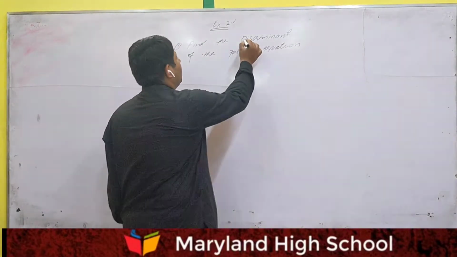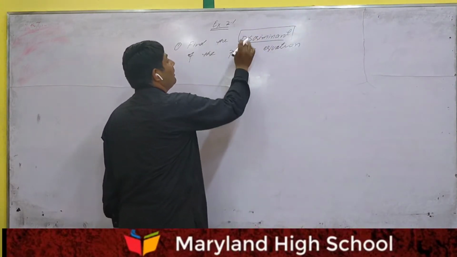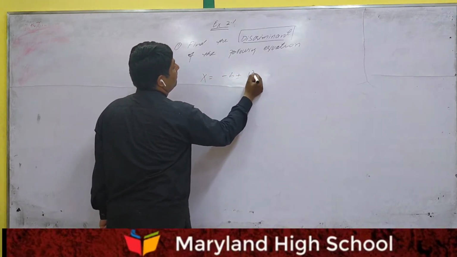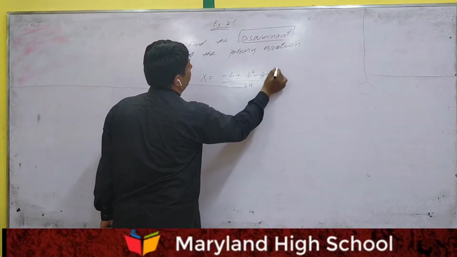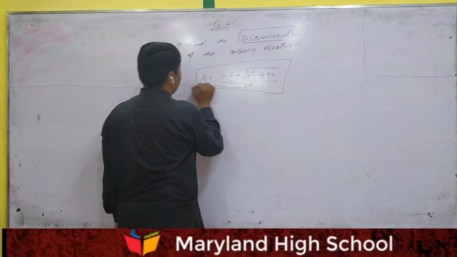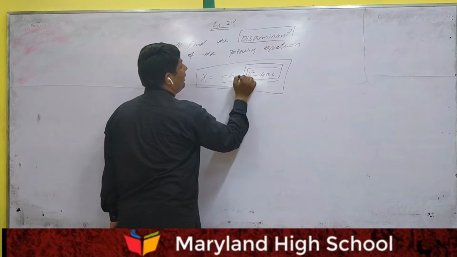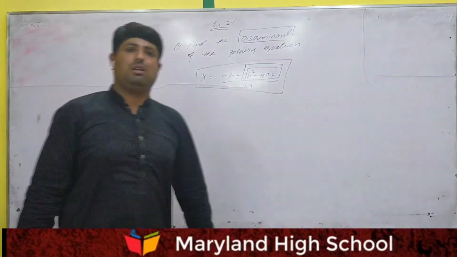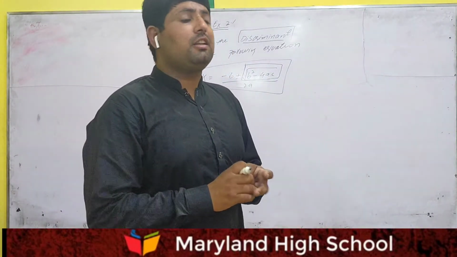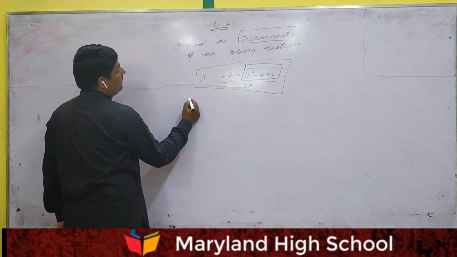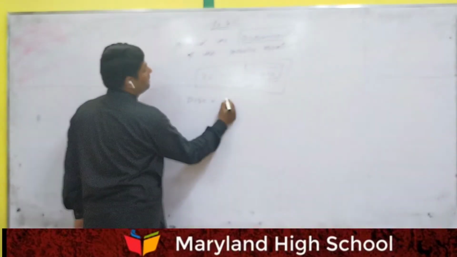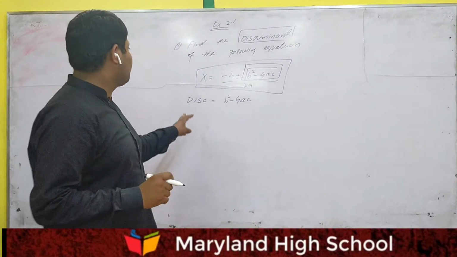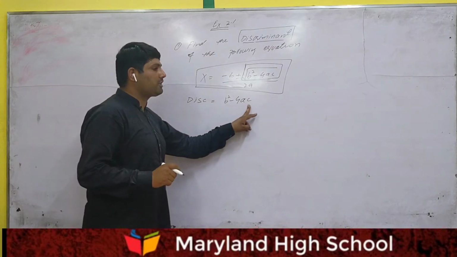Find the discriminant means what is discriminant? Discriminant is a part of the quadratic formula, b square minus 4ac divided by 2a. This is the quadratic formula, but only the square root part of the quadratic formula is called discriminant. We can say that the short form of the discriminant is disk. Disk is equal to b square minus 4ac. The formula of the discriminant is b square minus 4ac.